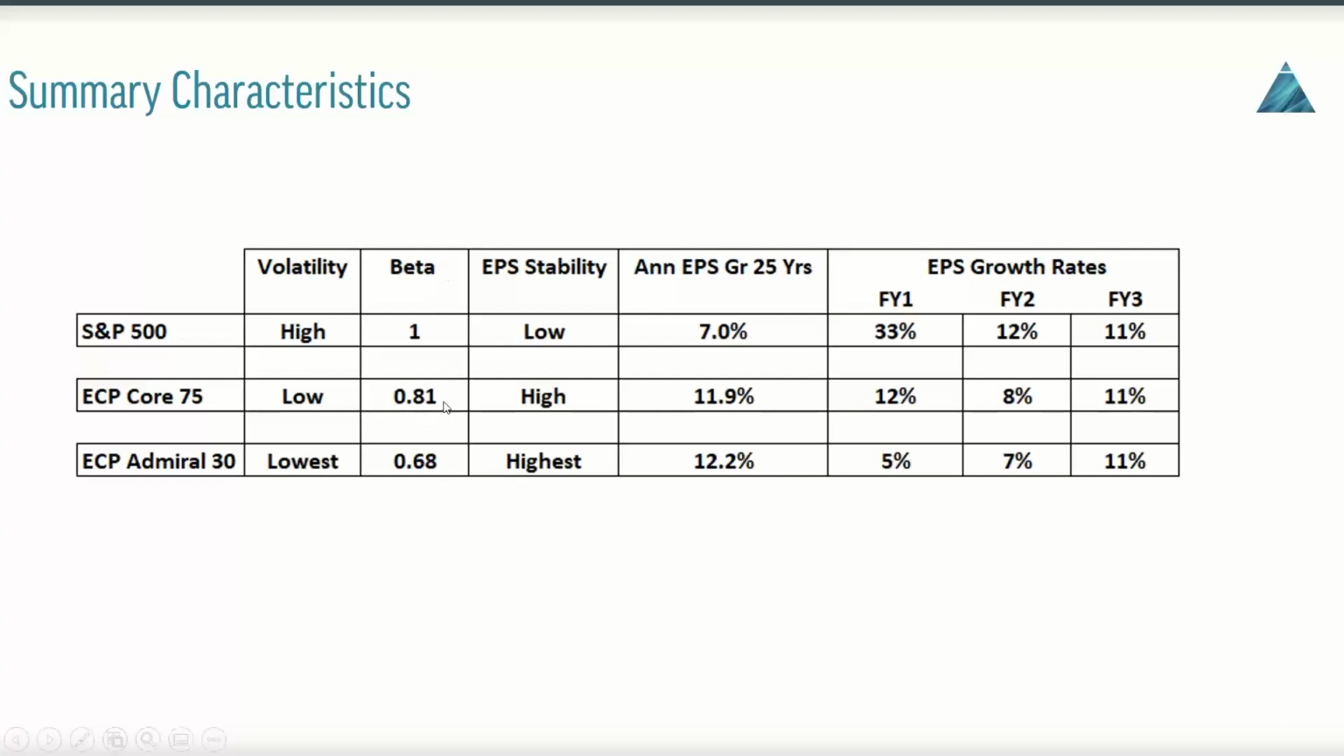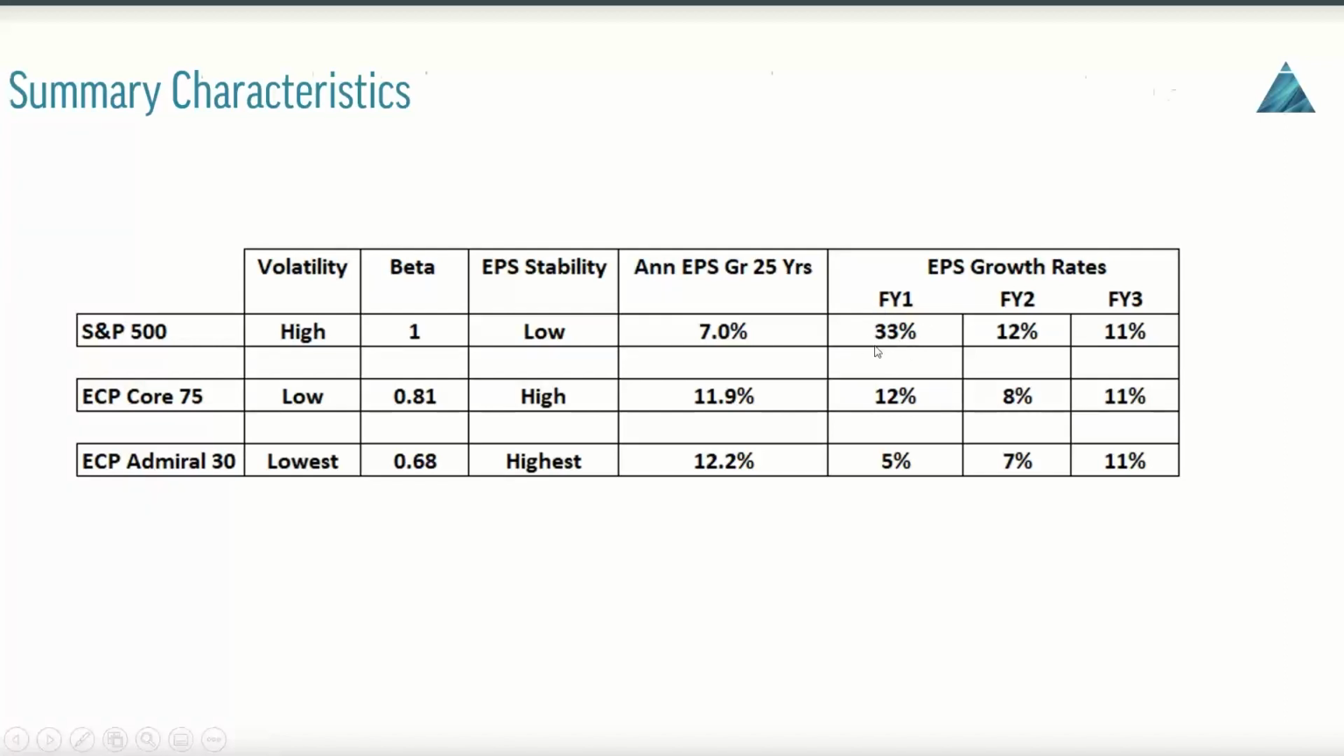The beta for the Core 75 is 0.81. The beta for the Admiral 30 is even lower, so even more defensive, more protection on the downside. The EPS stability, again, for the S&P 500 was low. It's high EPS stability for the 75 stock portfolio, and it's even higher for the Admiral 30. As a matter of fact, we actually grew earnings, which is uncharacteristic, at a higher rate through COVID when the economy was shut down, if you can believe that. That's the whole point of the portfolio. Annualized EPS growth rate over the past 25 years, 7%, call it 12%, 12.2, close enough. Here's where things get interesting, right? This speaks to the earnings instability.